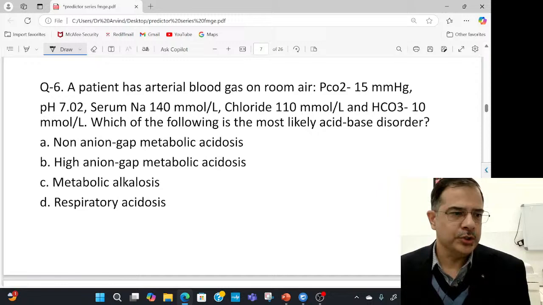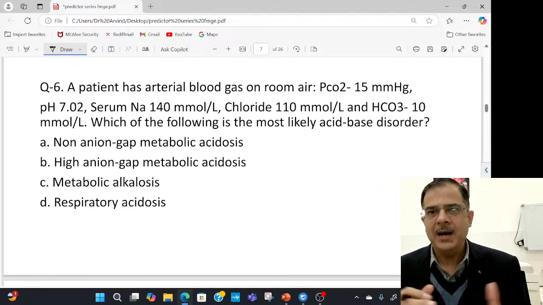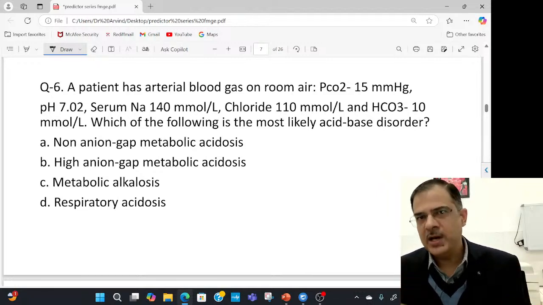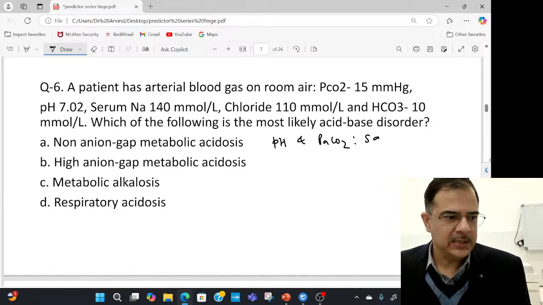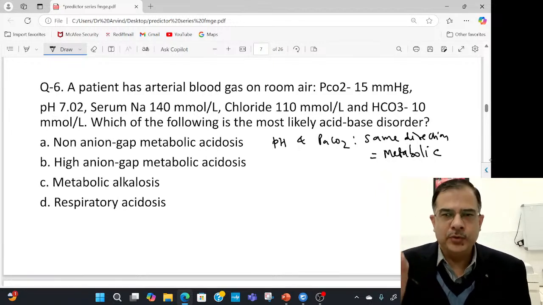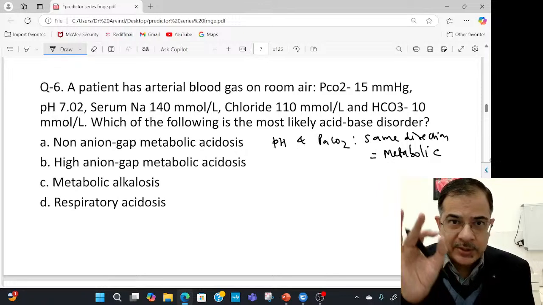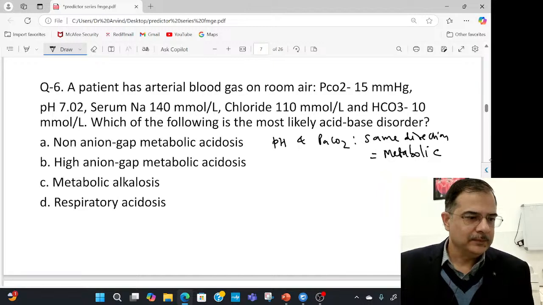Okay, so in the question of respiratory system, ABG is also an important topic for you. Arterial blood gas analysis. The formula here is simple. Look at the pH and look at the PaCO2. If they are going in the same direction, it is a metabolic condition. Very simple. pH is low, CO2 is low. pH low is acidosis, and CO2 is also going low. So it is a metabolic acidosis. Simple.